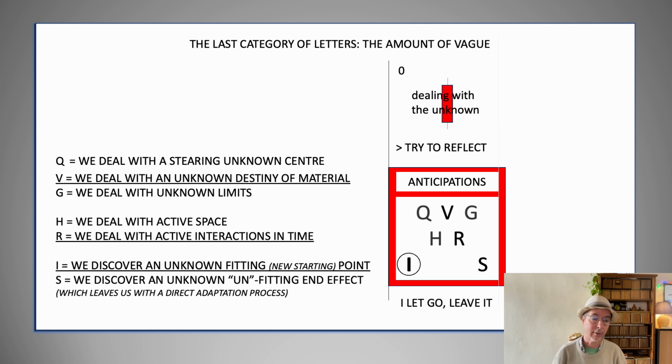The E is what we discover of an unknown starting point. We still didn't see it before. We suddenly have another perspective, and there it is. And with the S, we can discover an unknown and unfitting end effect as well, because in a way it doesn't fit with our system where we started from. We go to another perspective. Everything is different.